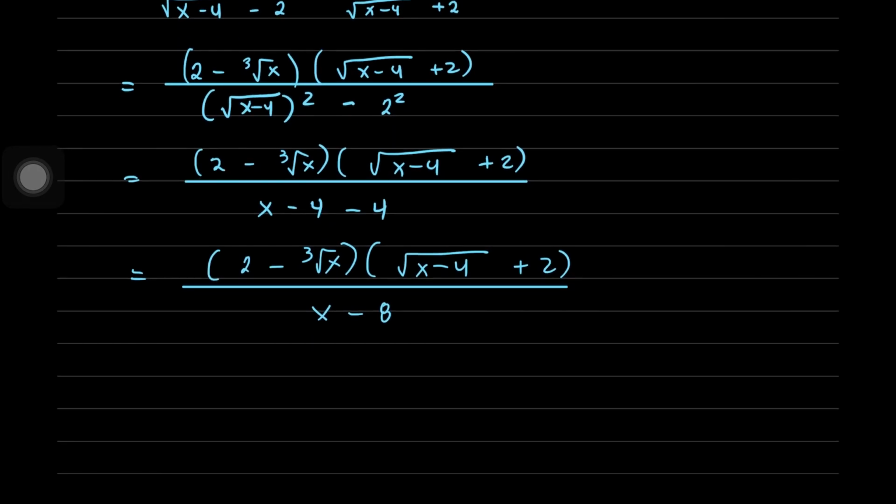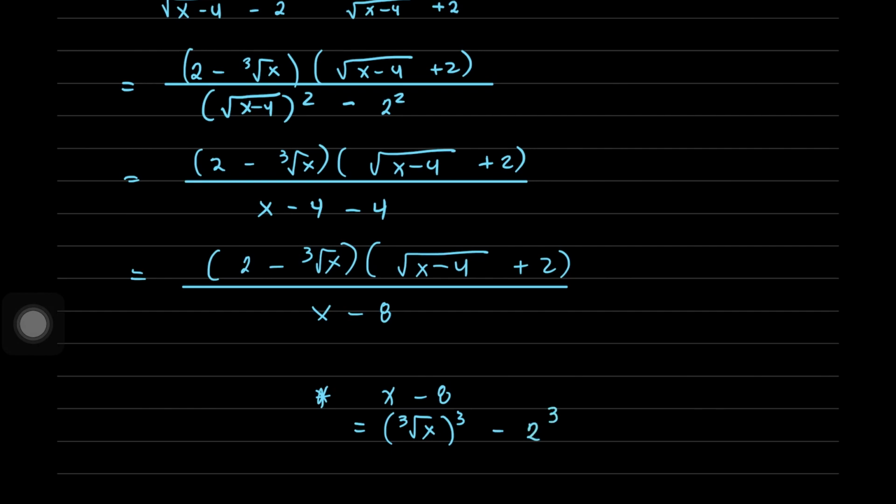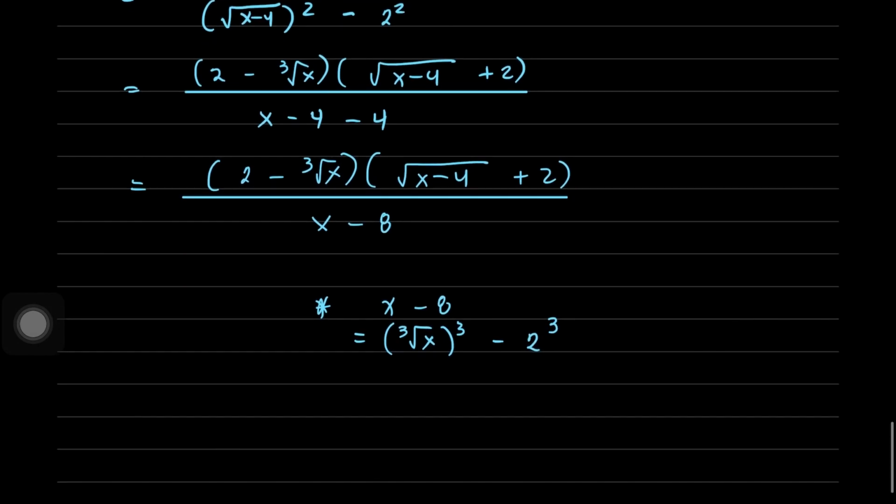Okay. Now, since we have 2 minus cube root of x here, we can treat this one, right? So we can treat x minus 8 as difference of two cubes, right? So the x minus 8, let me just write it here. So x minus 8 can be treated as the cube root of x raised to 3 minus 2 raised to 3. Now, difference of two cubes and sum of two cubes can also be factored out.